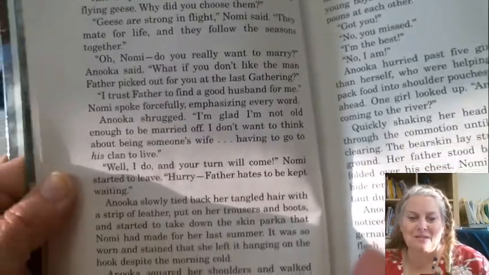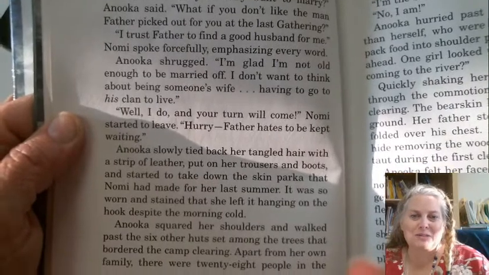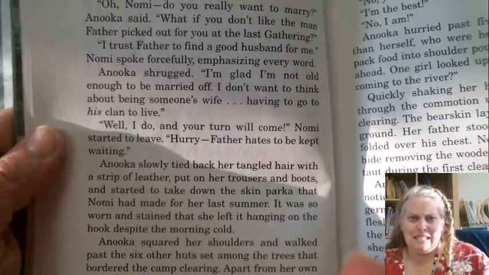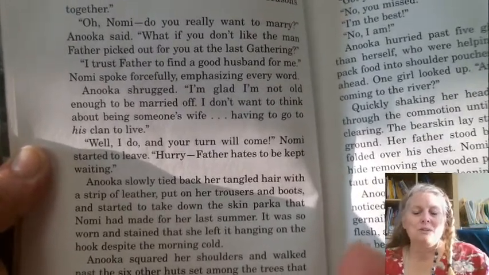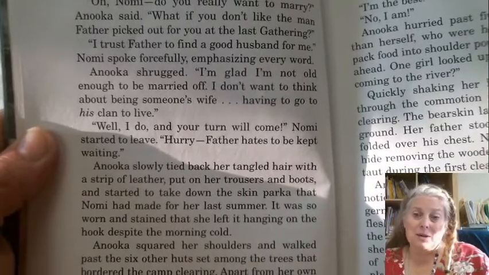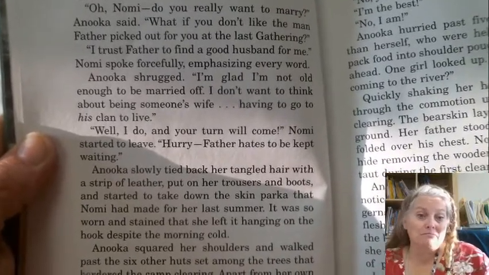How many of you would like that for your dad or your mom to pick out your husband or wife? And at 15, it's pretty young. Anouka, but you have to think about it, they didn't live as long, so maybe they only lived till 30.